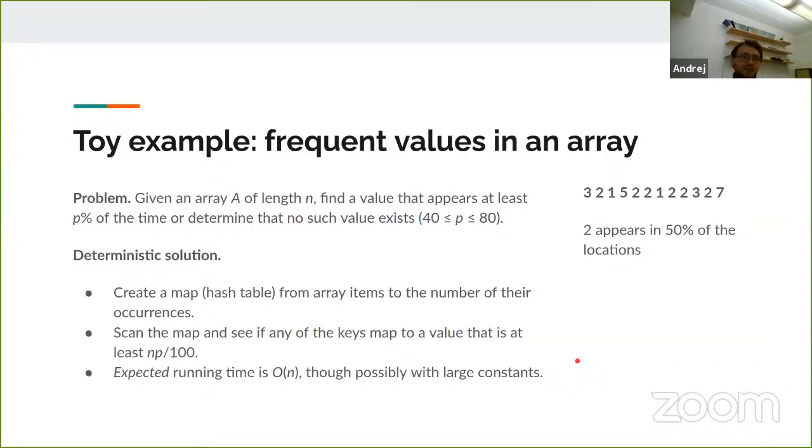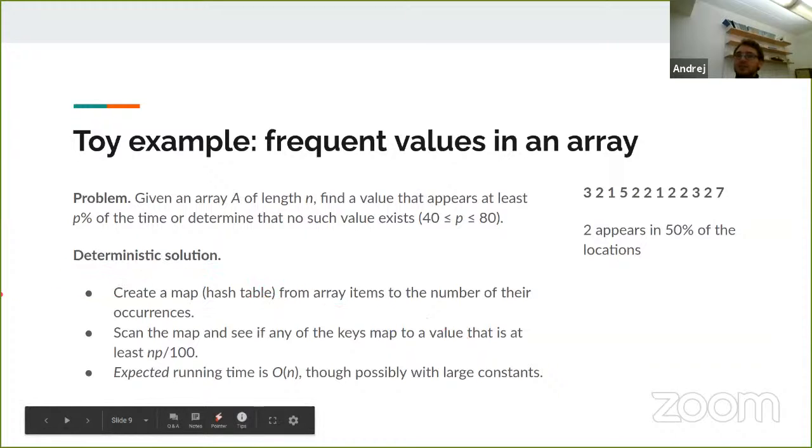Now, you could do this easily deterministically using a sorting solution. You use a quicksort or merge sort or whatever sorting algorithm of your choice, and see what is the longest consecutive run of equal items in the array, and you compare this with n times p divided by 100. Now, this is dominated by the sorting, and if your sorting procedure is n log n, that's not so good.